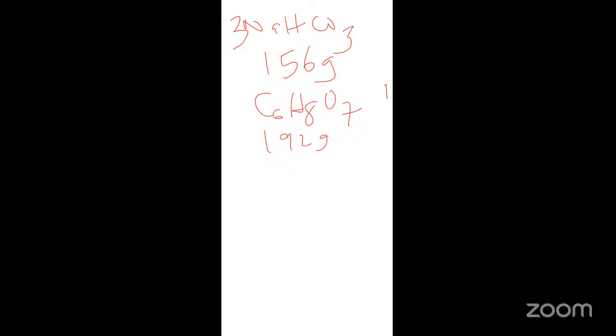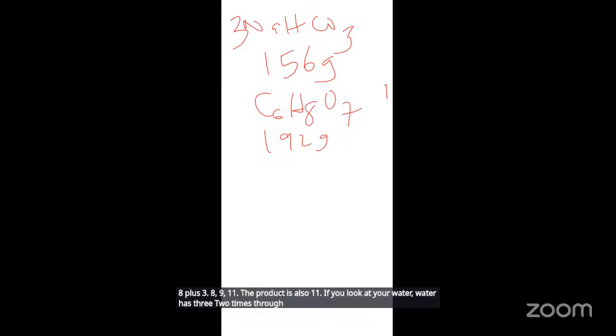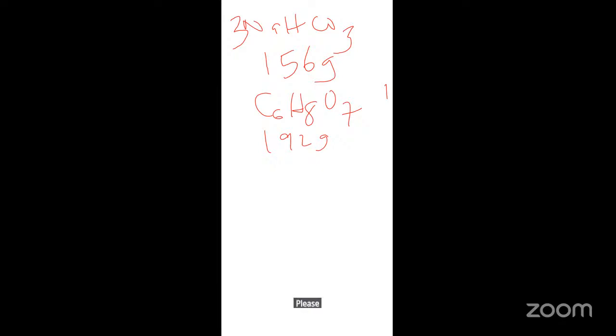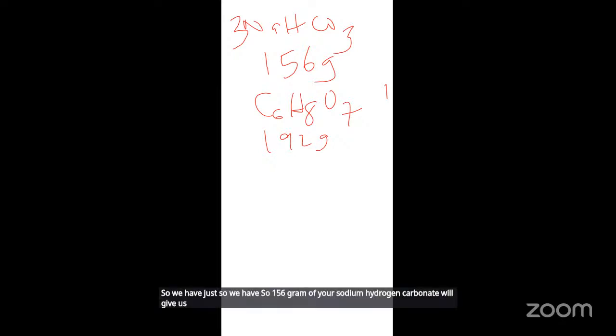What is the problem? Of course, now hydrogen is 6. Hydrogen is how many? 8 plus 3, 8, 9, 10, 11. On the product side it is also 11. If you look at your water, water has 3. 2 times 3 is 6, plus 6, plus 5. That is 11. Please, so that we can continue, it's balanced. If it's not balanced, I will not be writing it for you. So we have just, 156 grams of your sodium hydrogen carbonate will give us 192 grams of your citric acid.